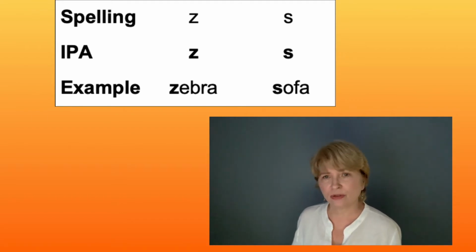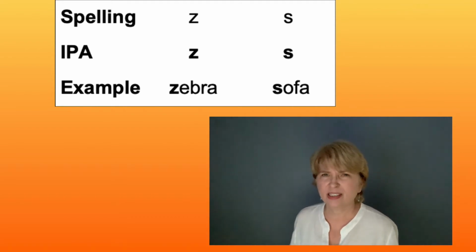S is much easier. It's the sound of a snake. S. Our example is sofa, sofa. How are you doing? Remember, practice a lot, practice slowly, teach your mouth how to make the sounds, and soon you'll be speaking as clearly as a native speaker.